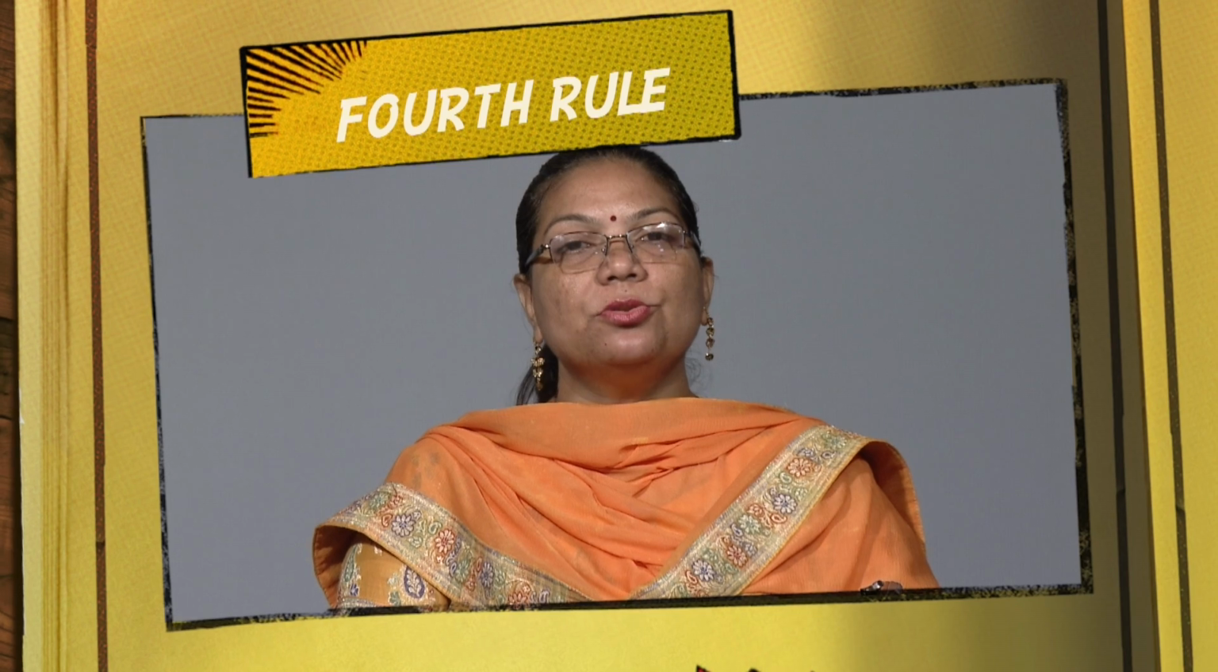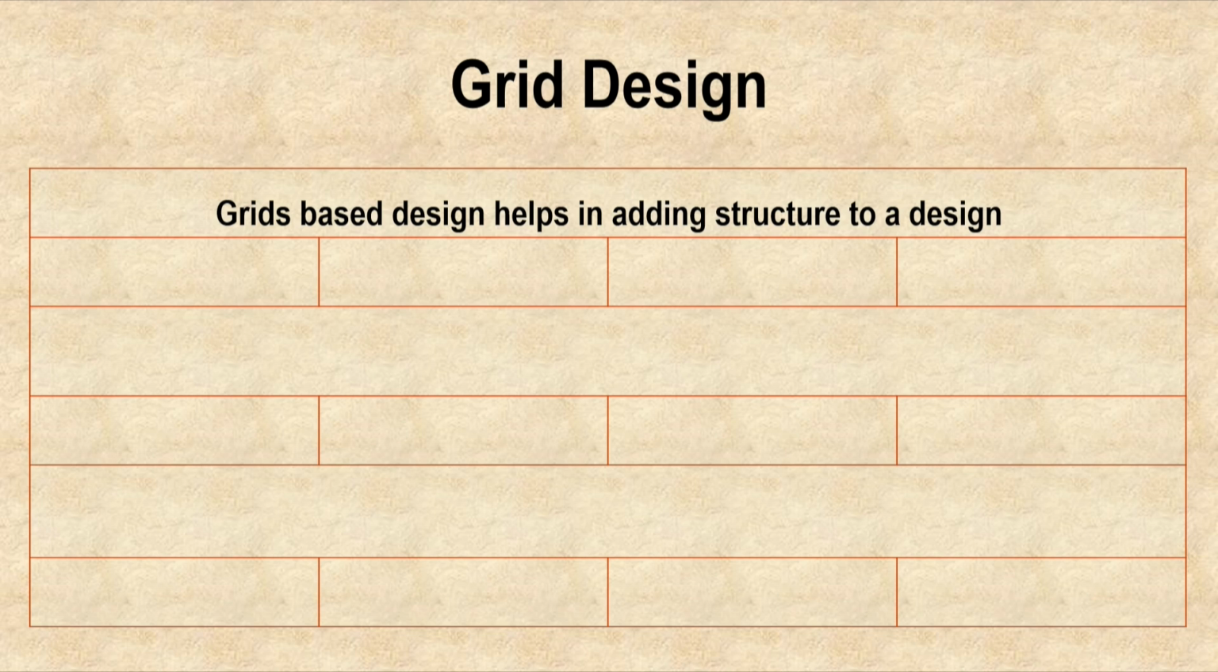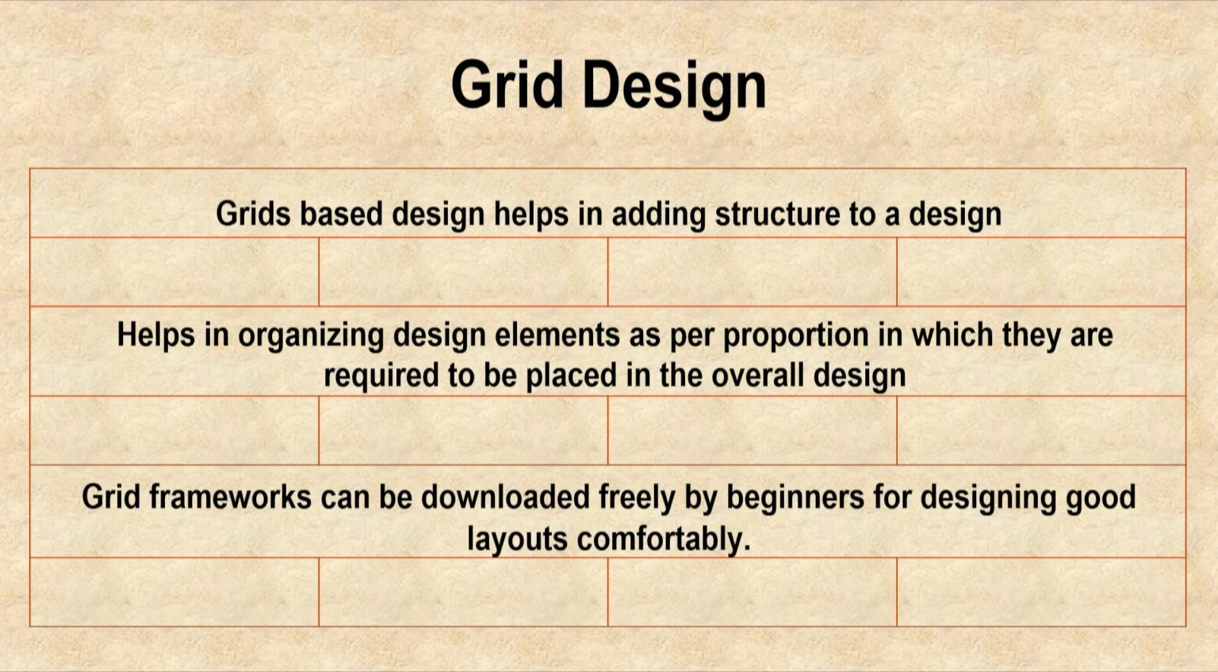The next principle used for image composition is grid design. Grid-based design helps in adding structure to a design. When we have a lot of things to be added on the same web page, the main duty becomes how to divide or distribute all these elements effectively in the overall layout. So it helps in organizing different design elements as per the proportion in which they are required to be placed in the overall design. Grid frameworks are also freely available for download, and beginners can make use of them for effective designing comfortably.